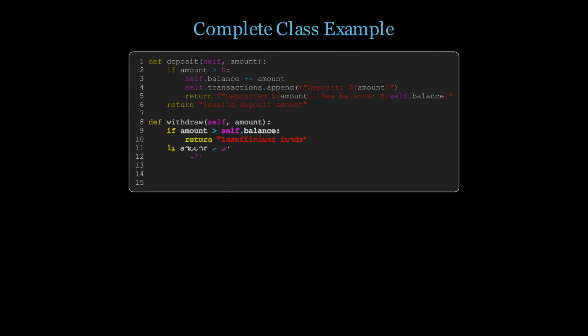The deposit method adds money to the balance if the amount is positive. It records the transaction and returns a confirmation. The withdraw method checks for sufficient funds and valid amounts. It deducts from the balance and logs the transaction. These methods modify the object state safely.